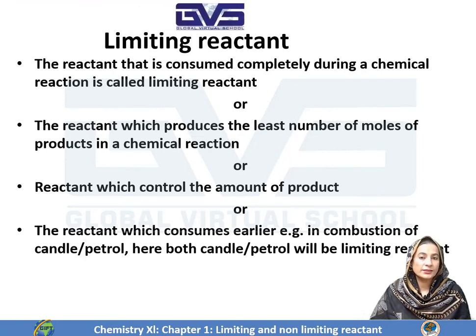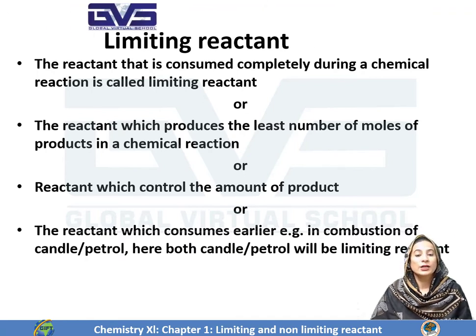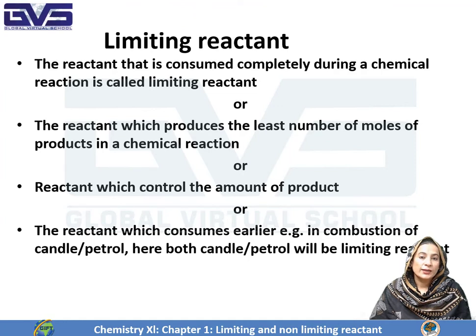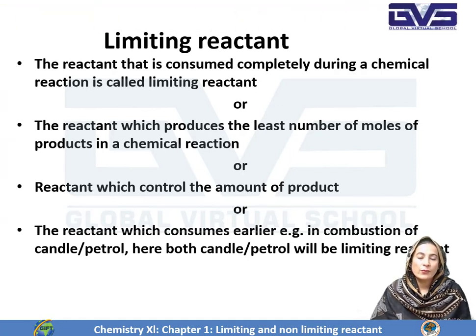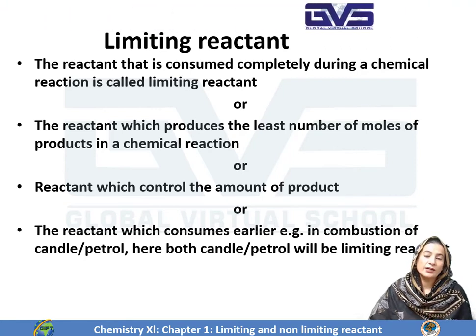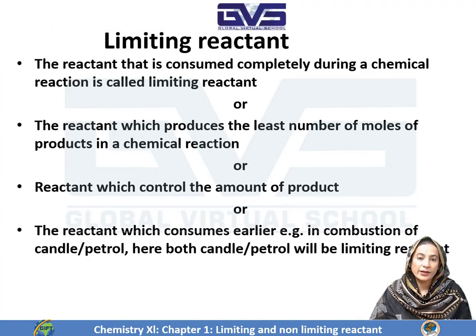So heat, carbon dioxide and water vapors are the products. In this case, the candle or the petrol will be consumed earlier, but oxygen will be everywhere. So the one that is consumed earlier controls the amount of product formation. That is the limiting reactant.